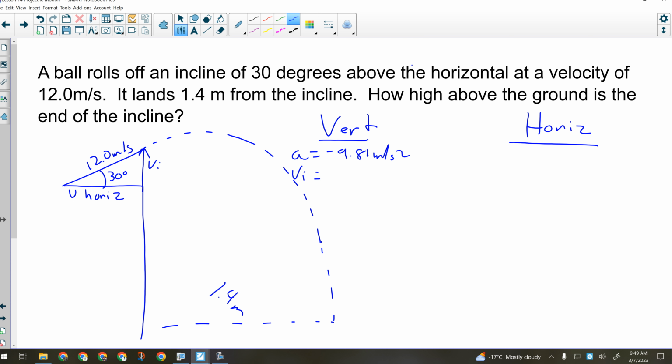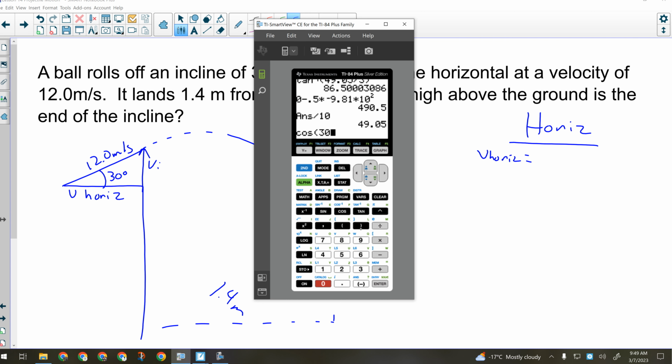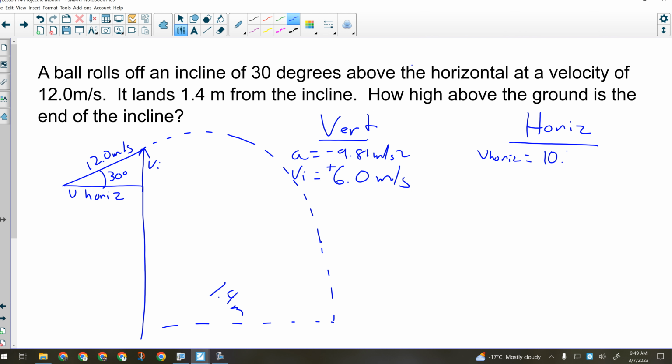So for this one here, VI is the opposite side, it's a 30-degree angle, so the sine of 30 times 12 is going to be 6 meters per second, and that's up. We need our horizontal velocity as well. It'll be the cos of 30 times 12. So we're looking at 10.39 meters per second. And we also know that it travels horizontally 1.4 meters. What can I calculate with those two numbers? Time. And time is important because I can use it in the vertical part as well.